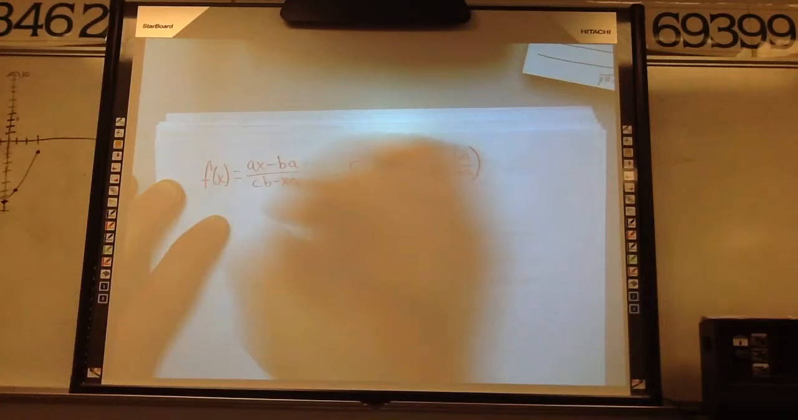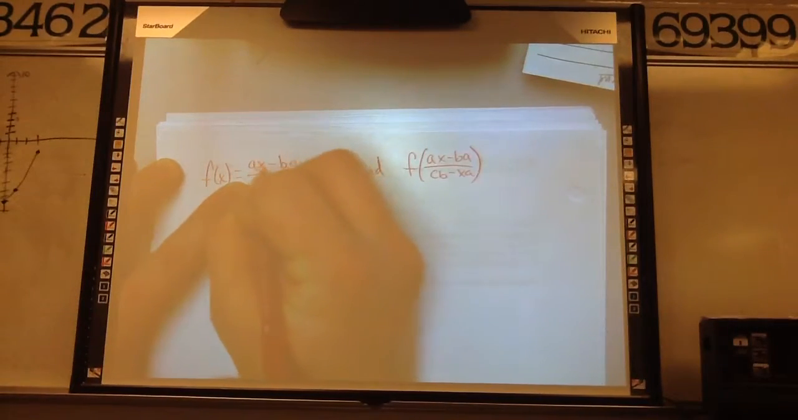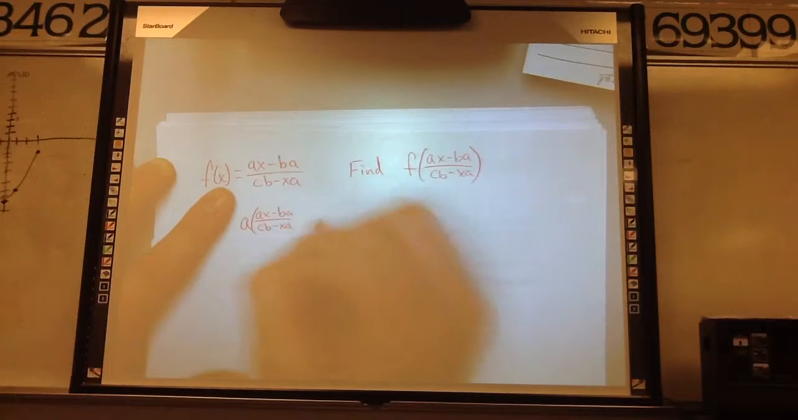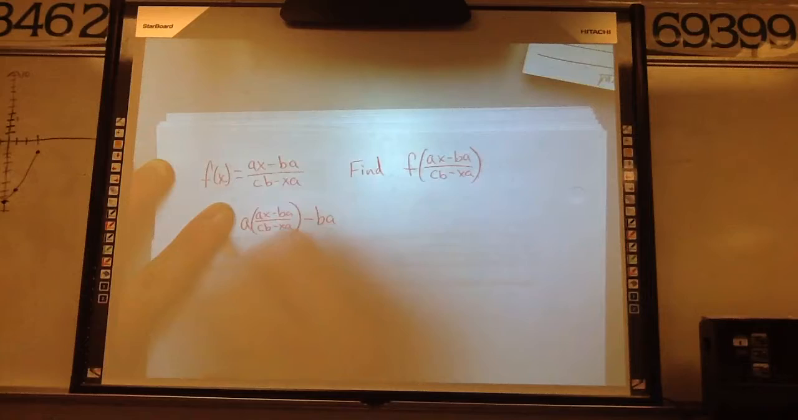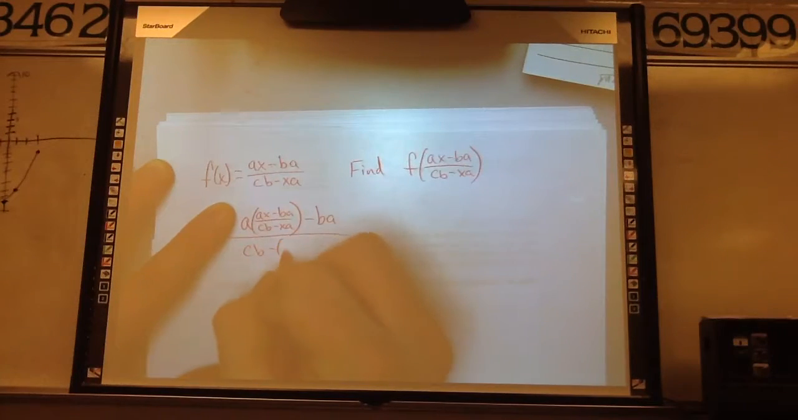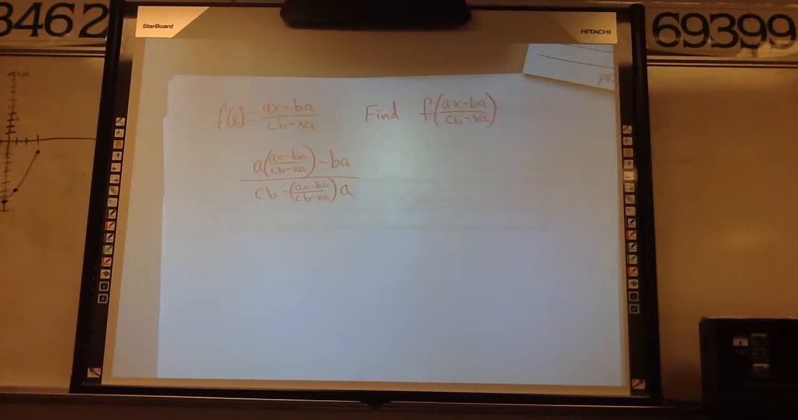It's exciting. So you go a, and then for x you plug in that whole thing: ax minus ba over cb minus xa, minus ba over cb minus xa. That whole thing. Those things just cancel out, no? The a's cancel. It wouldn't cancel, because it's a negative. You're subtracting. You can't cancel anything.